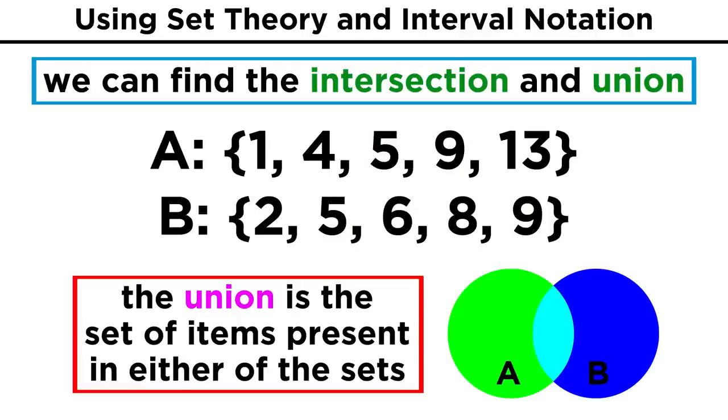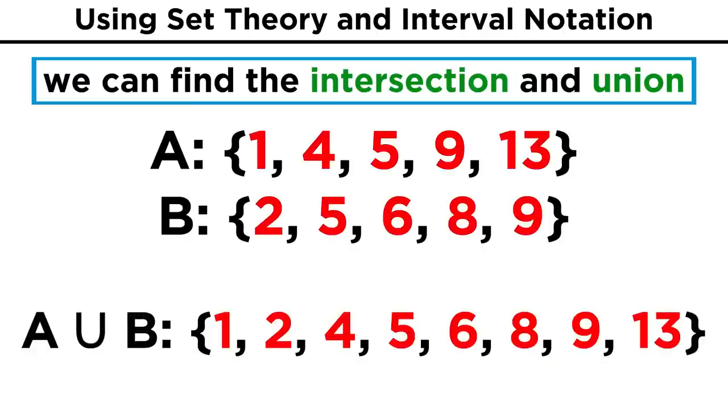By contrast, the union of two sets is the merging of the sets. Every item that shows up in either set will be in the union of the sets. So with the Venn diagram, the union is just the whole thing. In this case, the union of these two sets, which is represented by this symbol that looks like a right-side-up capital U, will be a larger set containing all of these numbers.